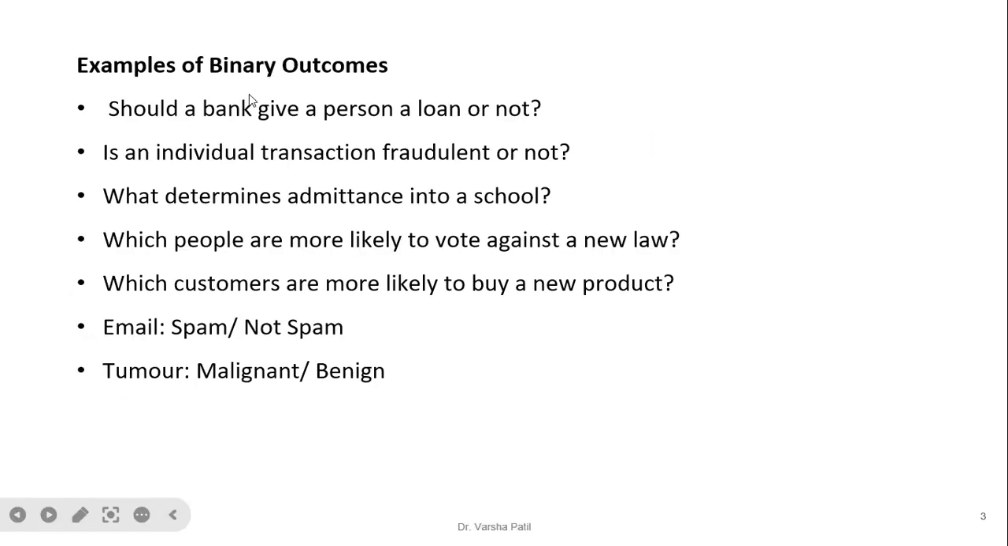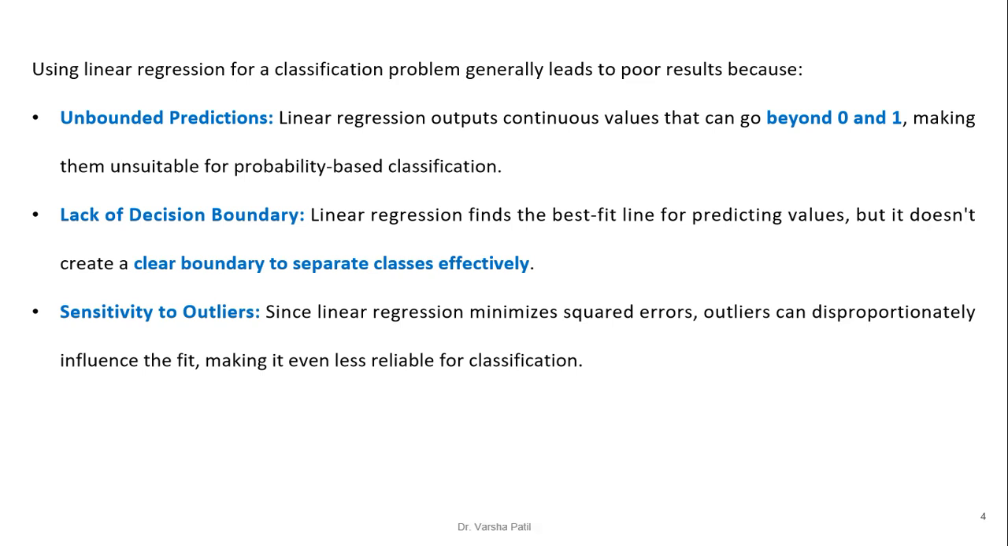Examples of binary output: for such types of examples, we can go for logistic regression. For example, a bank may sanction a loan or not, an individual transaction is fraudulent or not, or determining admittance into school. So in all these problems, binary classification is there, and in such situations we can go for logistic regression.